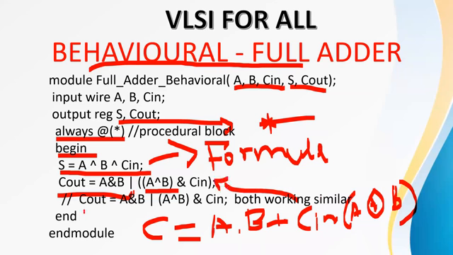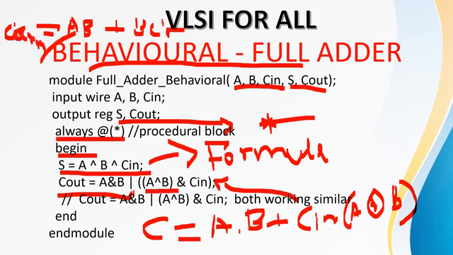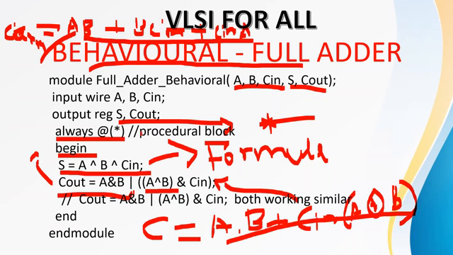We can also define it the way we defined earlier, that is C out is equal to AB plus BC in plus C in into A. We can also use this formula. Either AB plus BC in plus C in A can be used here in the C out, or we can use the other formula. This is with respect to behavioral.